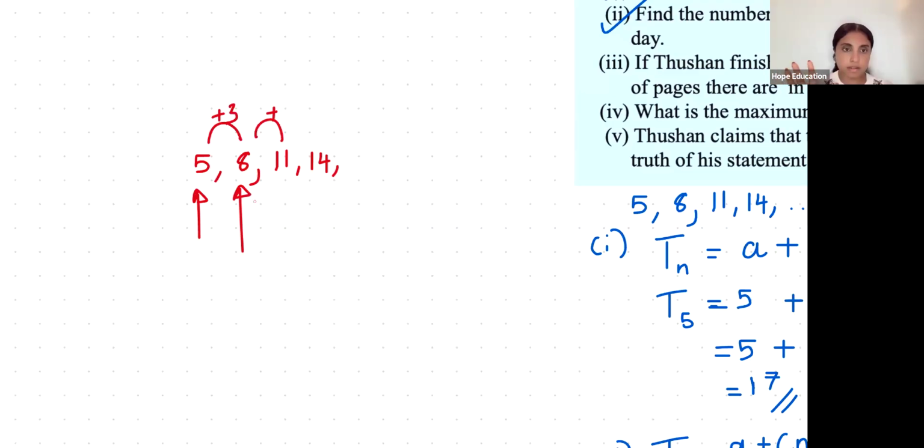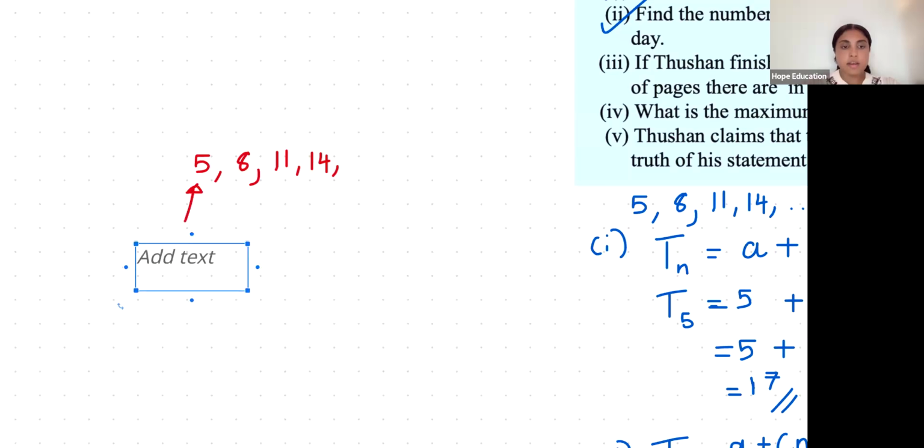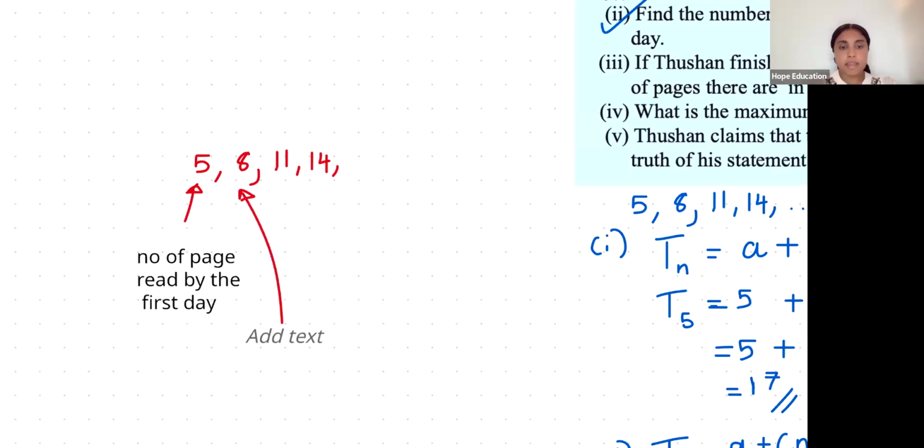Okay, let me tell you again. Listen carefully. So this is the pattern, right? So 5 means number of pages read by the first day. Okay. So 5 is fine. Okay. Then let's look at 8. Is 8 the number of pages read on the second day?